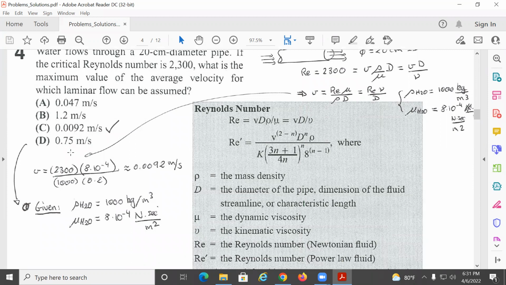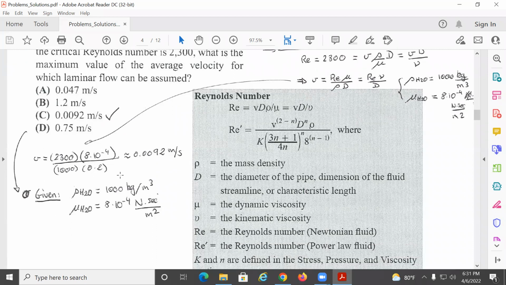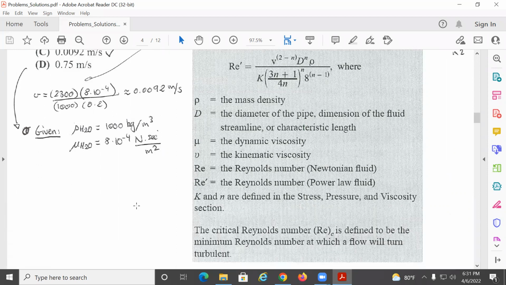So basically, we'll calculate over here. You solve for V: Reynolds number times mu divided by rho d. So 2300 times mu divided by the density, 1000, and d for this case is 20 centimeters, so it will be 0.2. So the velocity will be 0.00292. Okay, and these two values were basically given to you.